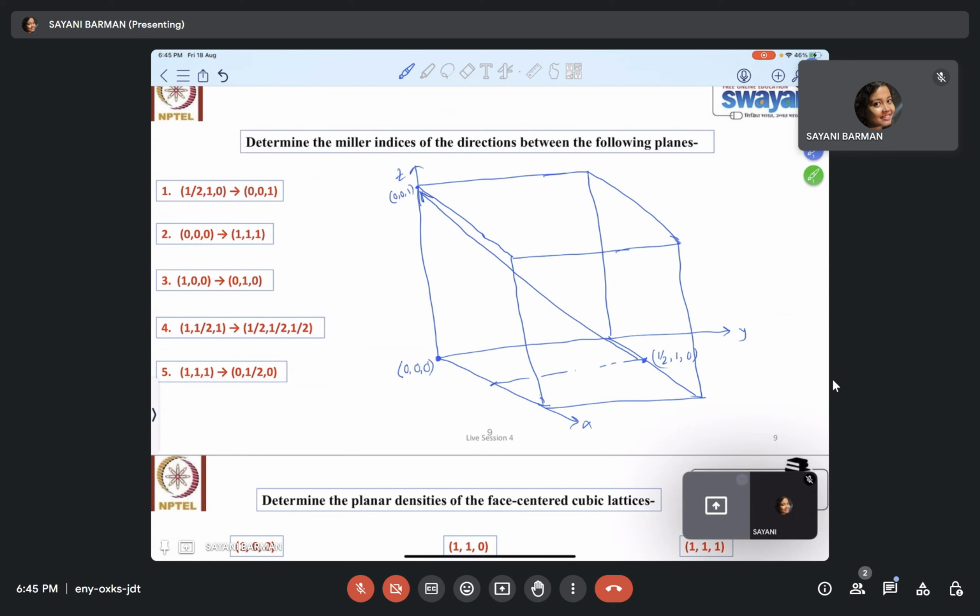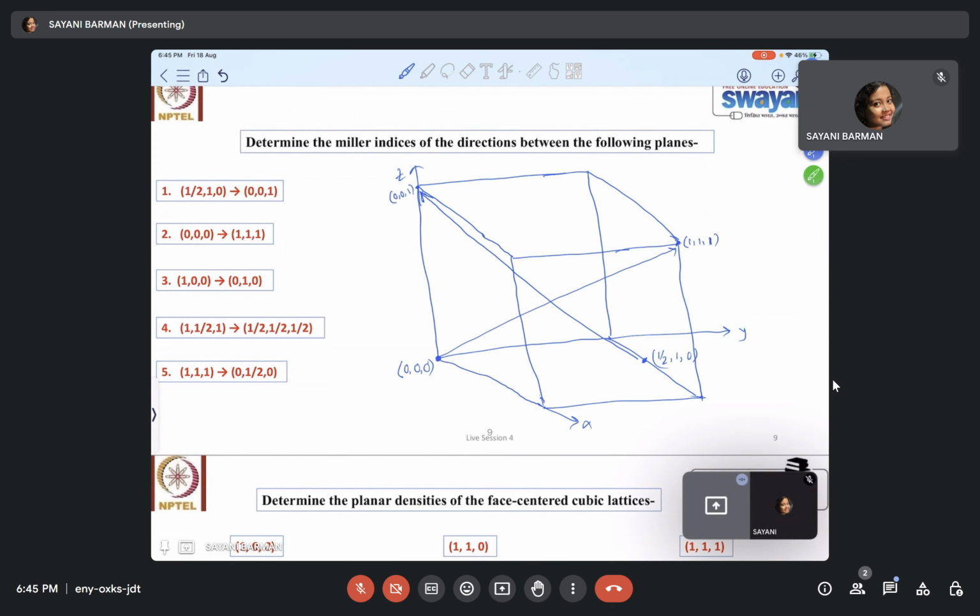Now the second one is from 0 0 0 to 1 1 1. 111 means 1 up to here, 1 up to here, 1 up to here. So this is 111, right? From 000 to 111, the second one. So this is just a body diagonal.